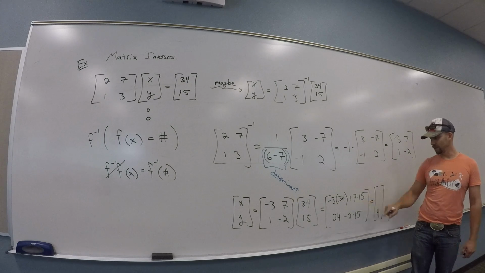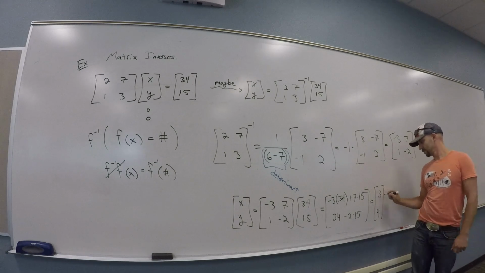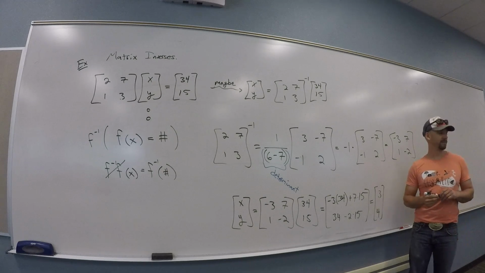Somebody want a calculator for me at the top? Negative 1 or 2. It's 3. Baller. X is 3, Y is 4. Check done. You guys cool with that?